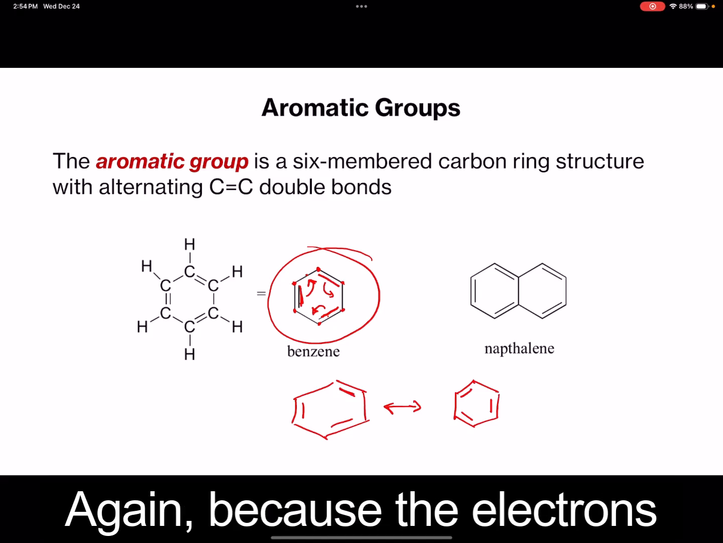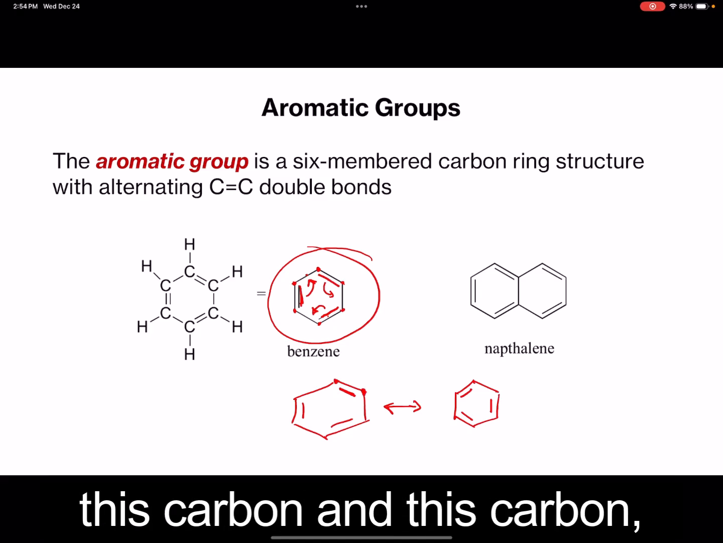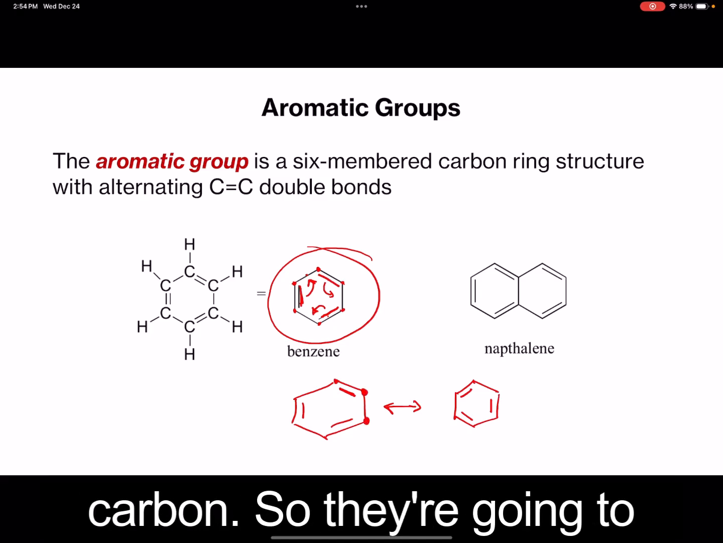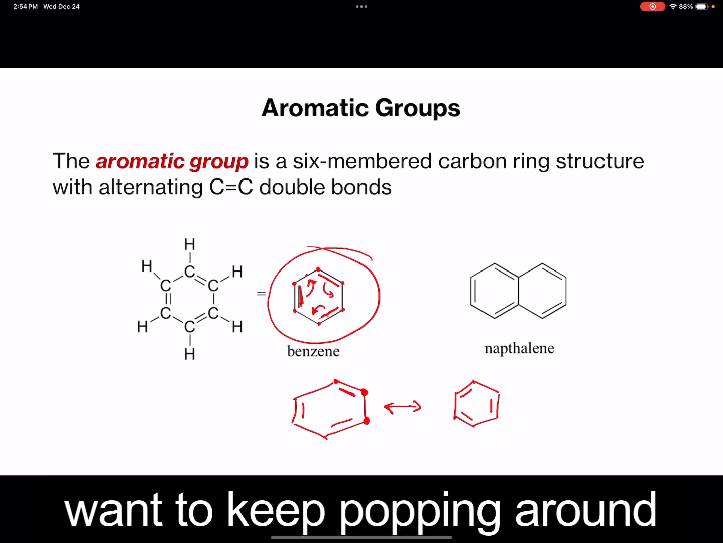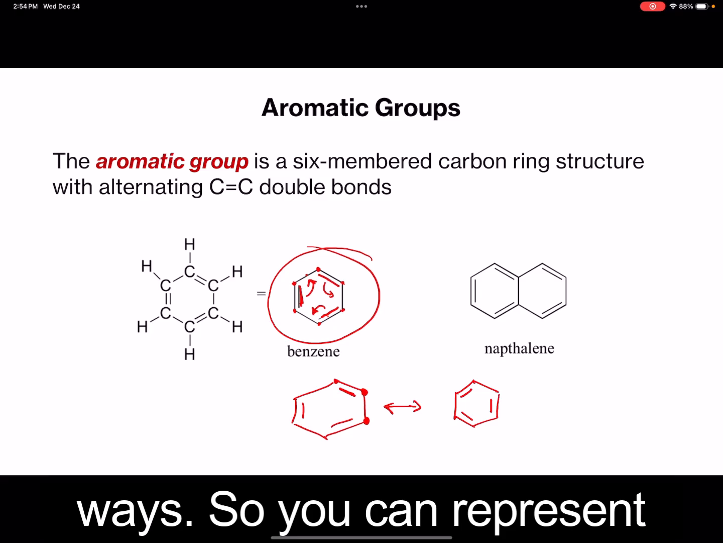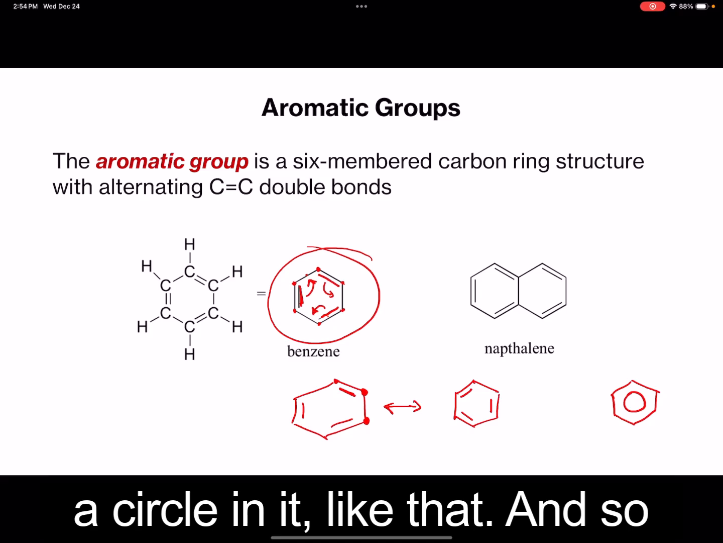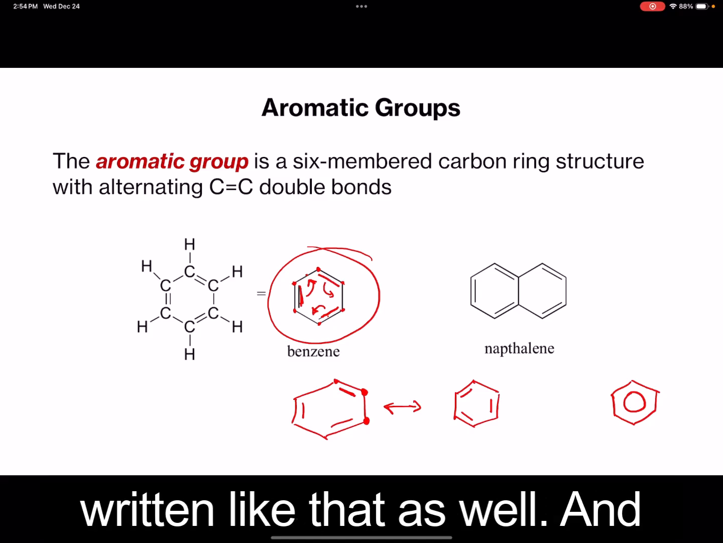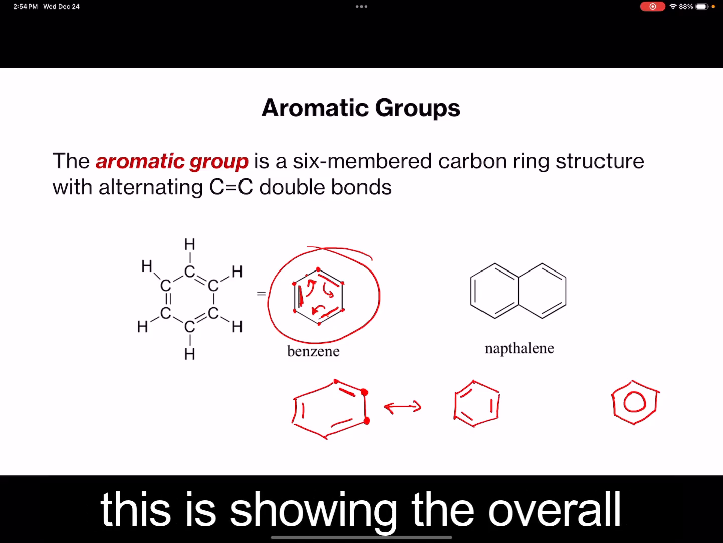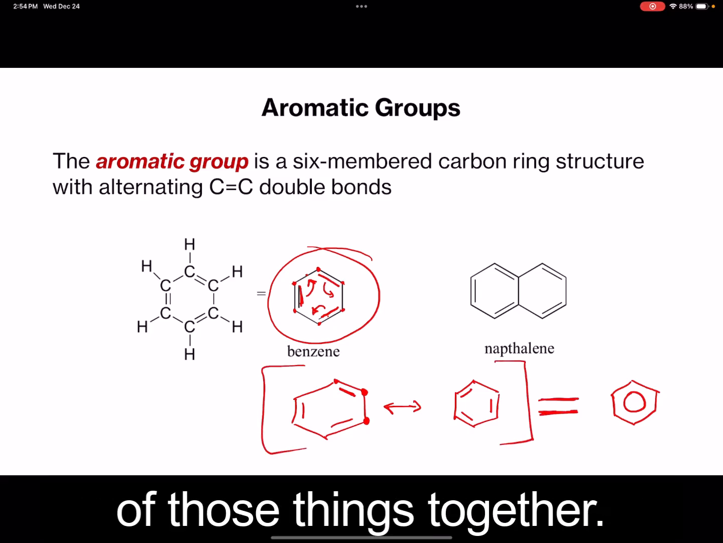Again, because the electrons in this bond really can't tell the difference between this carbon and this carbon and this carbon and this carbon, they're going to want to keep popping around and sharing in different ways. So you can represent the overall aromatic structure. You can just draw a circle in it like that. And so sometimes you'll see it written like that as well. And this is showing the overall resonance structure. So it means both of those things together.